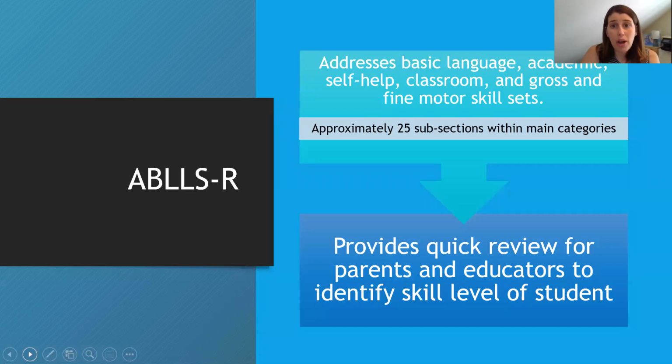Within the ABLES, there are approximately 25 subsections within main categories, and they can cover anything from labeling to play and leisure to interverbals. There's a section for reading, math, writing, dressing, eating, grooming, toileting. It is very comprehensive. It provides a quick review for parents and educators to identify the skill level of a student.